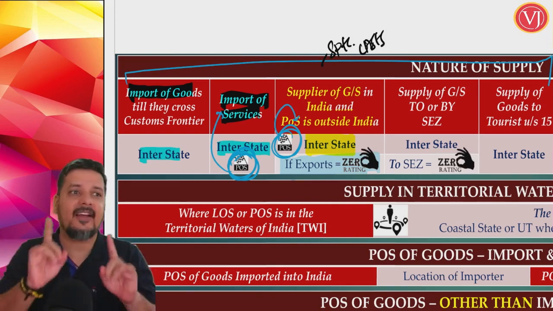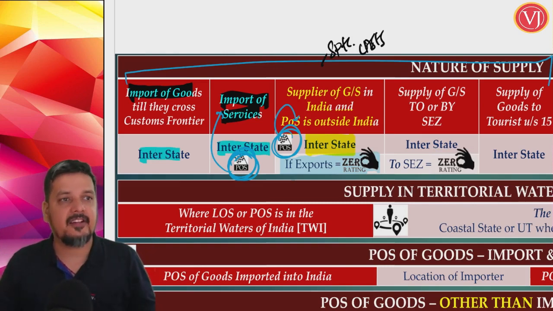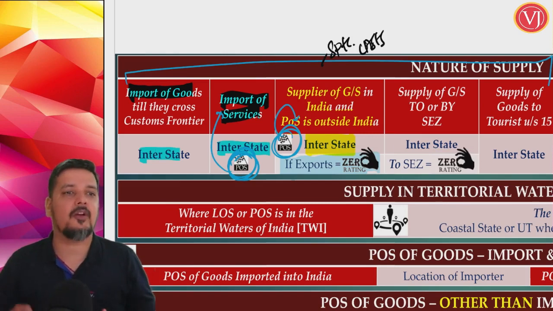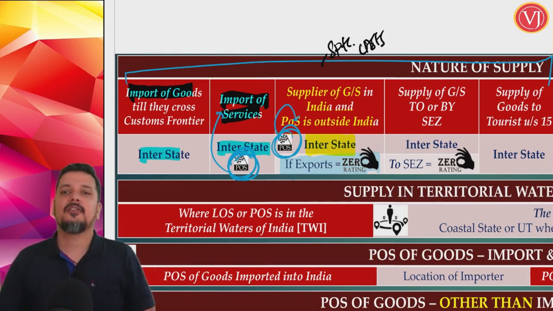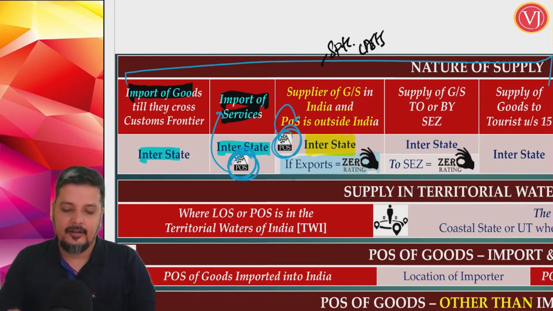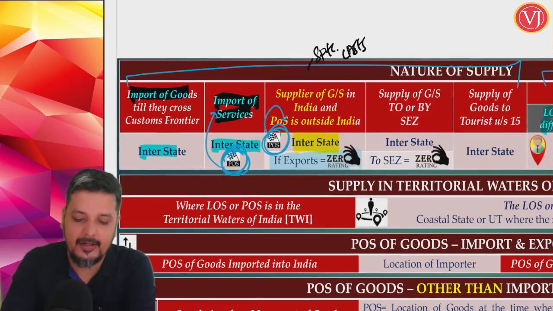It is interstate, it is IGST, but it may be export, it may not be export. If it is export, zero rating will apply. What is zero rating? You don't pay output tax, but still you take input tax credit and you apply for the refund.